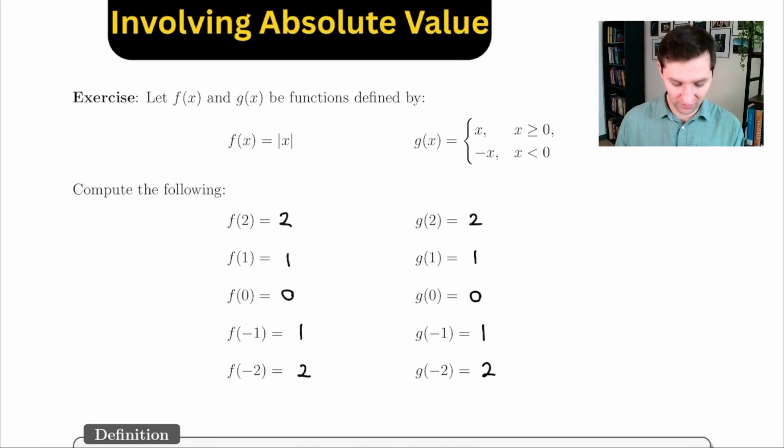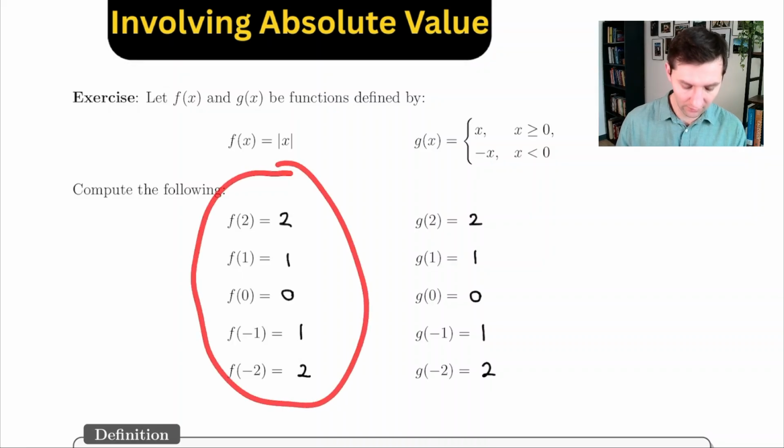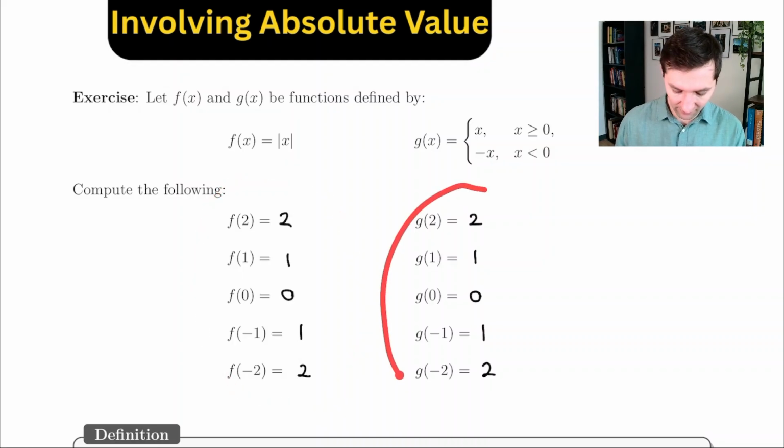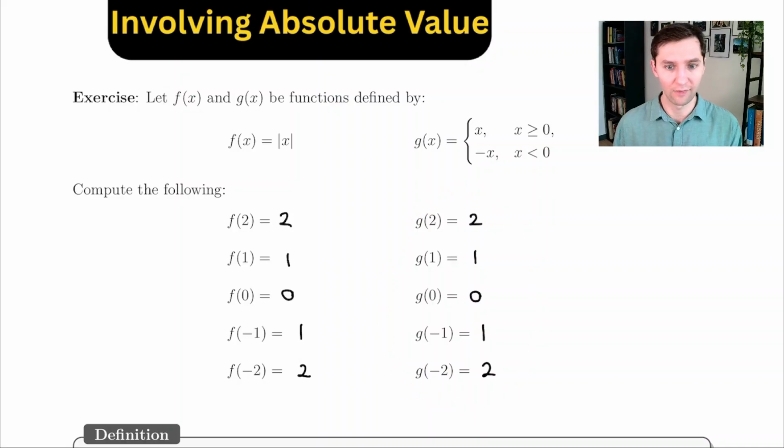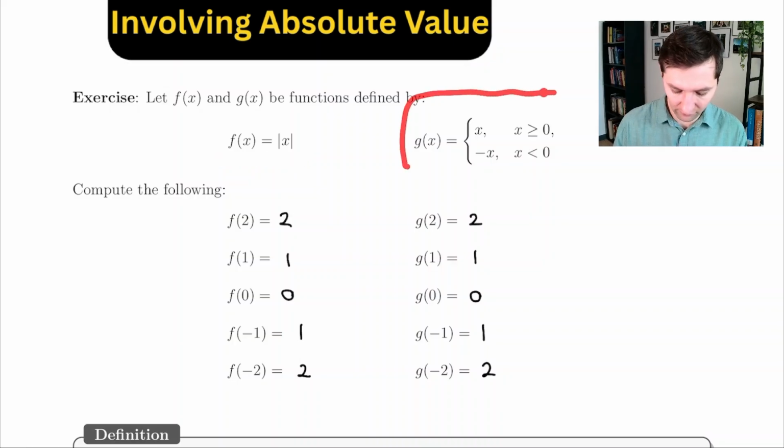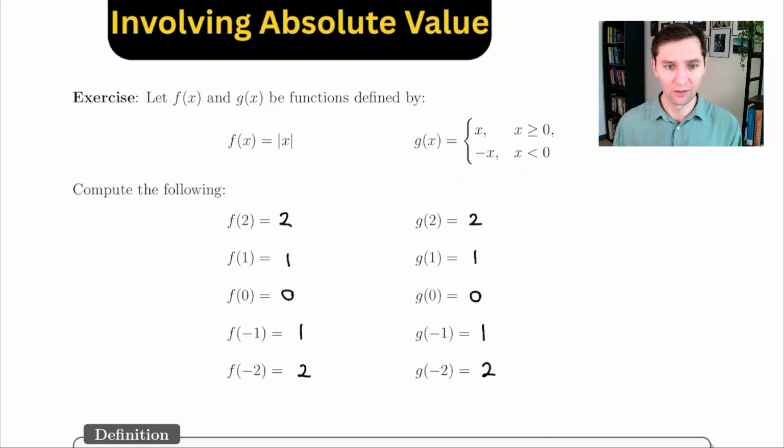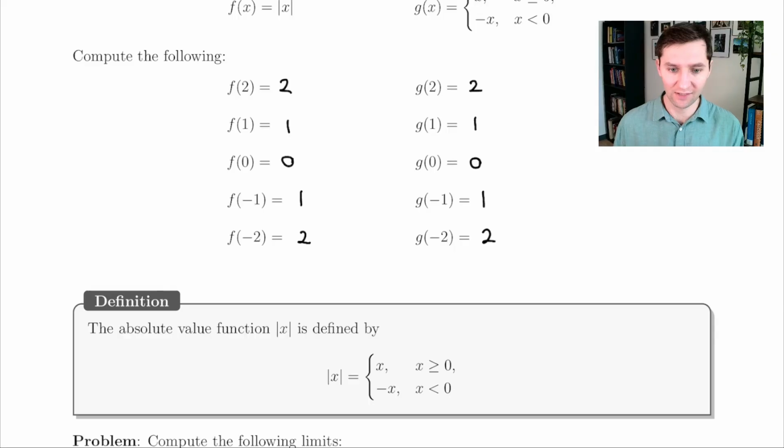Note that the values in the first column are exactly the same as the outputs in the second column. That is because the function absolute value of x and the piecewise defined function on the right side are the same function. In fact, the absolute value function is often defined using this piecewise defined function. That is exactly what the next definition is saying. It says that the absolute value of x is given by this piecewise defined function.